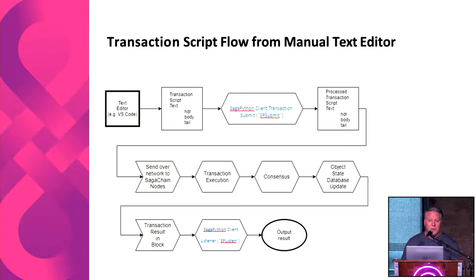You send it over the network to nodes just like anybody else. The transaction gets executed. Consensus gets reached on the block that contains those transactions. The object state database gets updated. And then the interesting thing is the classic results. The results are logged into the block just like any other blockchain does. So fundamentally, it looks the same in the end, conceptually, which makes a lot of sense if we want to make a viable blockchain.